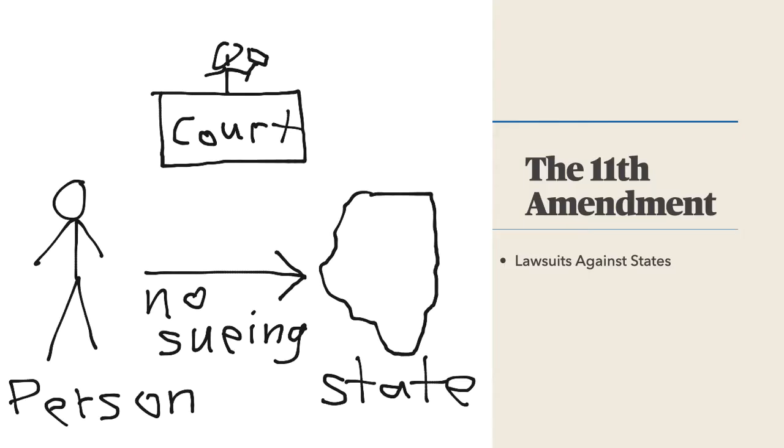Now, the 11th Amendment, and this is an actual drawing of them. No, I'm just kidding. This is just a goofy drawing. The 11th Amendment basically says that people can't sue states that they don't live in. It's been expanded to say that people can't sue the states. And so you can't take a state to federal court, at least according to the 11th Amendment.